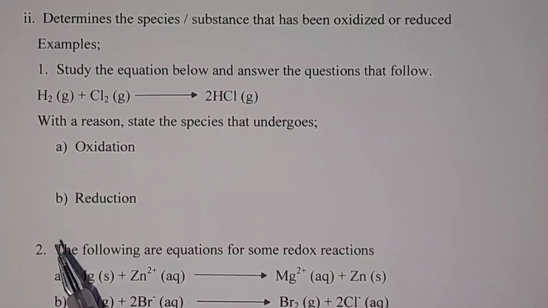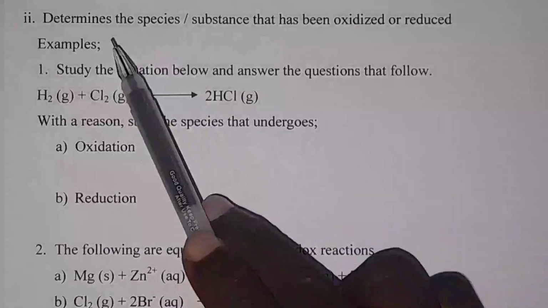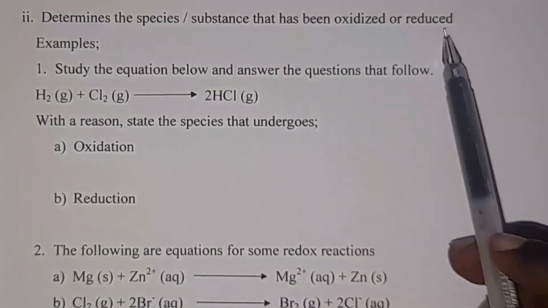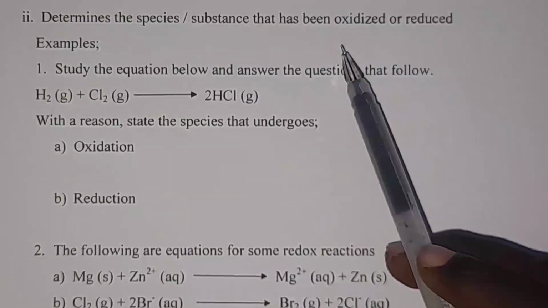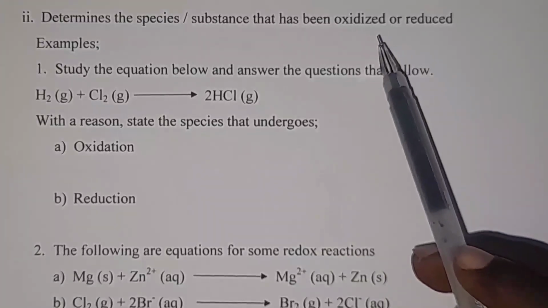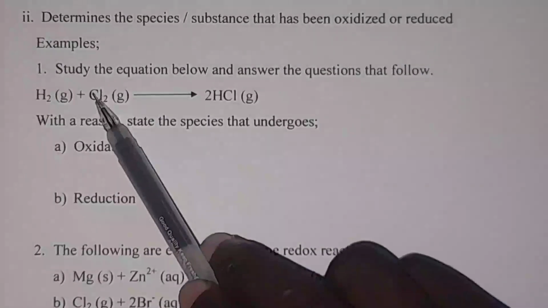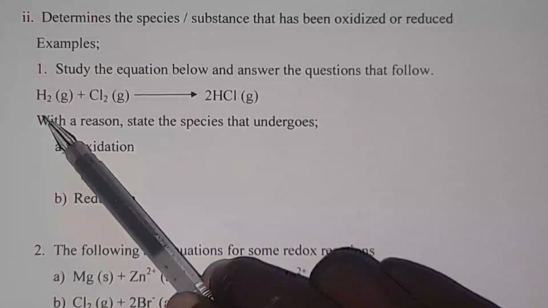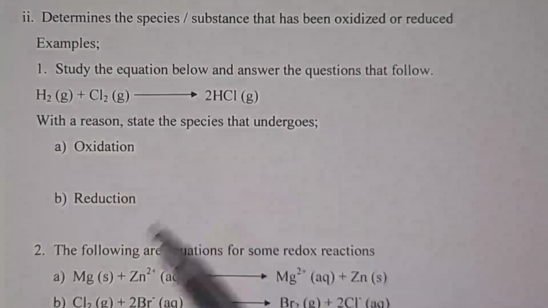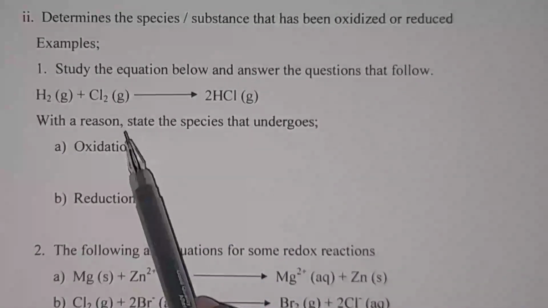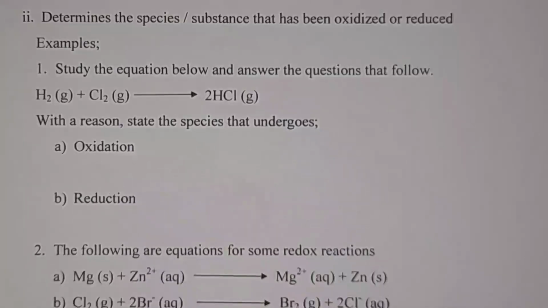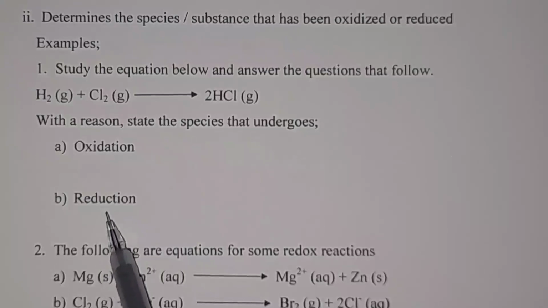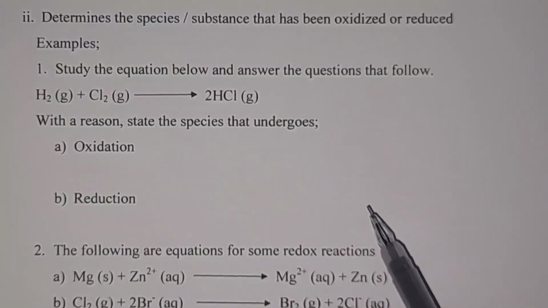The second use of oxidation numbers is it determines the species or the substance that has been oxidized or reduced, or in other words, the oxidizing agents and also the reducing agents in a reaction. Example, number 1, we are told to study the equation below and answer the questions that follow. We are having hydrogen gas reacting with chlorine gas, giving us hydrogen chloride gas. So we are told, with the reason, state the species that undergo oxidation. What is oxidation? Increase in oxidation number is called oxidation. Reduction, decrease in oxidation number is reduction.